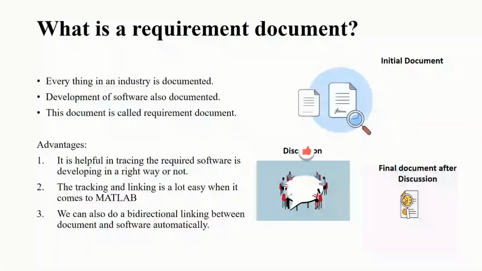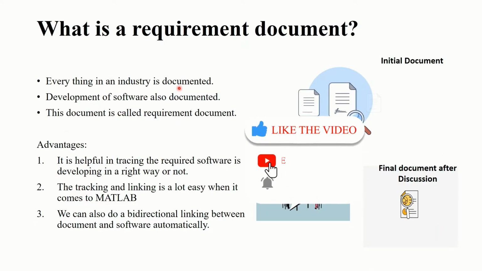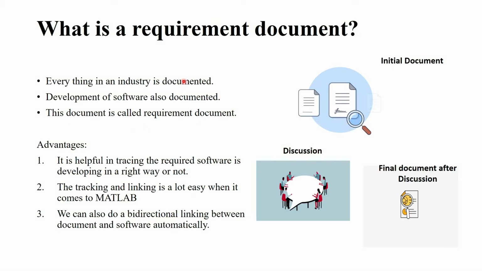Now we will look into what a requirement document is, and what the need for a requirement document is. Everything in an industry is usually documented, and software is the same way. It is also documented, and then it is developed by industries. So development of the corresponding document which represents the software is also needed in an industry to track everything in the development process.